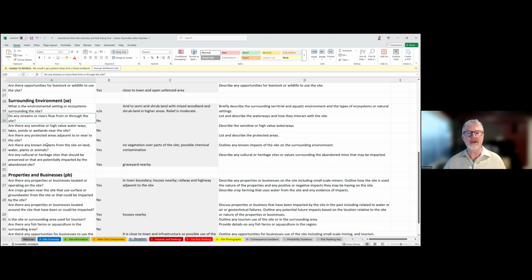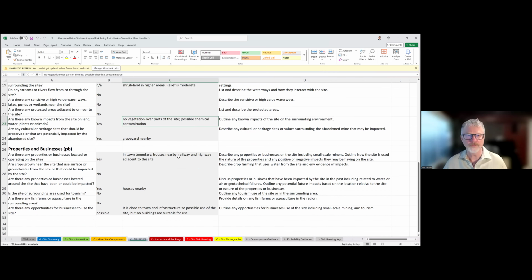near that area. Are there any known impacts from the site on land, water, or plants? In that case, we said there's no vegetation over some parts of the site, which could possibly indicate chemical contamination. We weren't able to take samples here, but just by seeing areas with no vegetation that have been abandoned for many decades would really suggest that there may be some contamination preventing vegetation from taking hold.